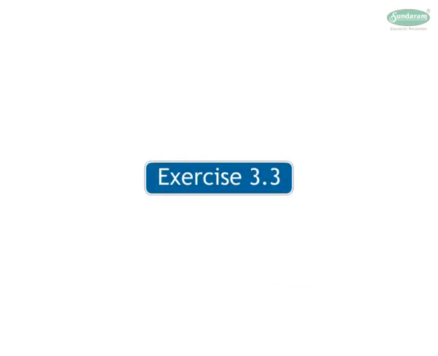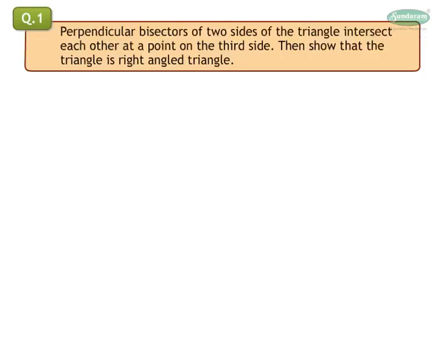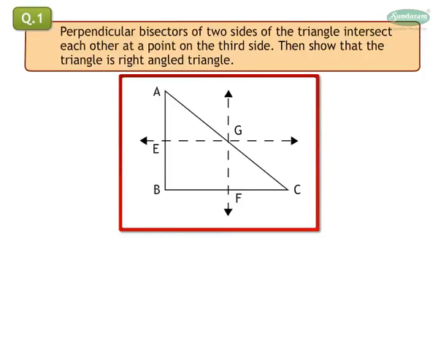Let us solve some questions from exercise 3.3. Question 1. Perpendicular bisectors of two sides of the triangle intersect each other at a point on the third side. Then show that the triangle is a right-angled triangle.